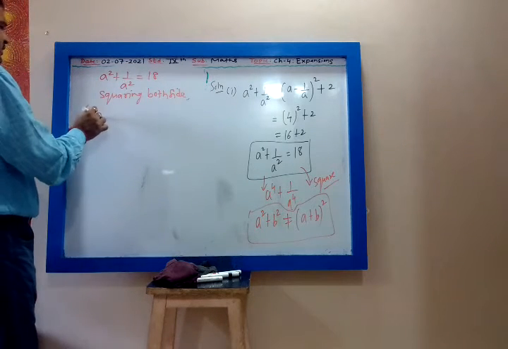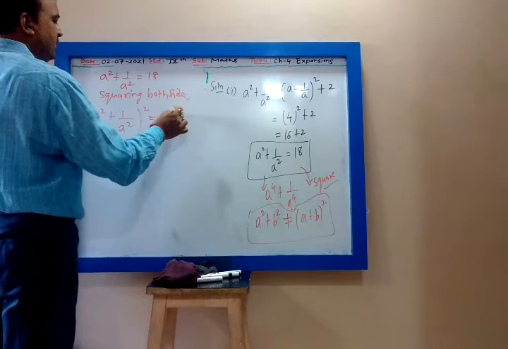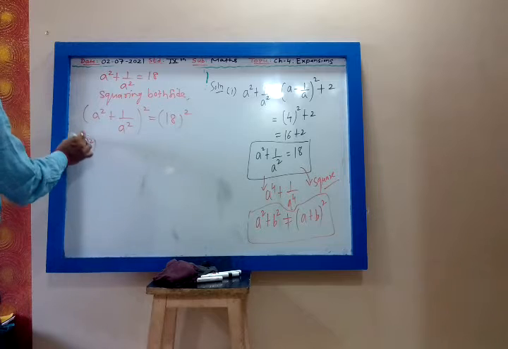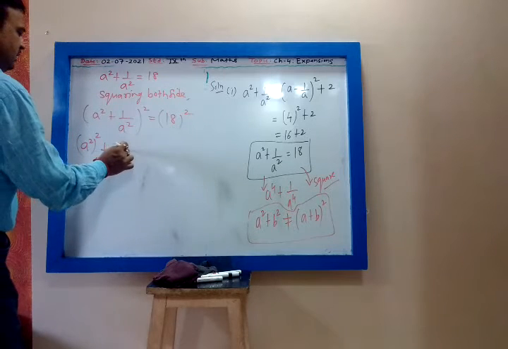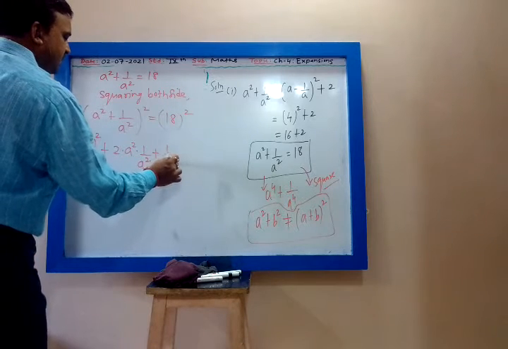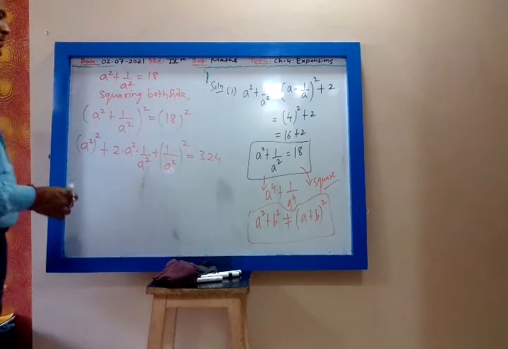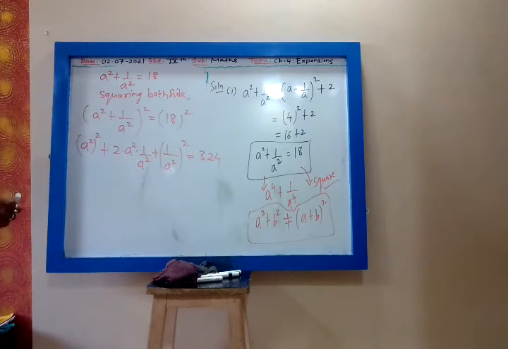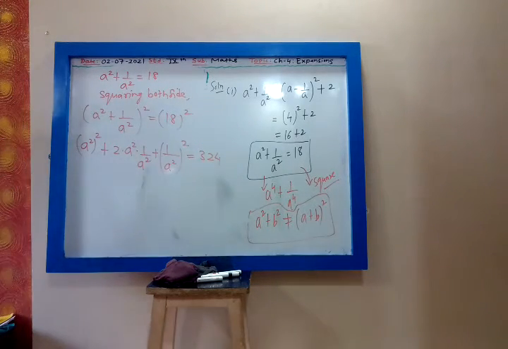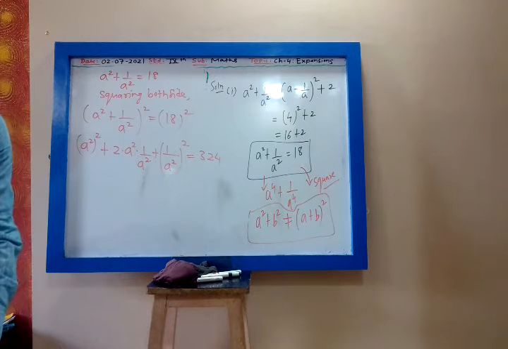Okay. A square plus 1 upon a square is 18 square. So use the formula (a plus b) whole square, that will be a square plus 2a square into 1 upon a square plus 1 upon a square, equal to 18 square, which is 324. Just check the answer. 18 square is 324. You can verify the answer. Yes?